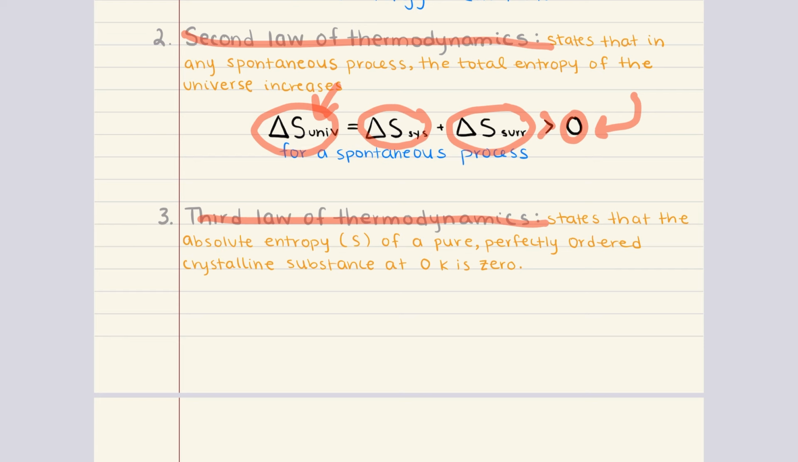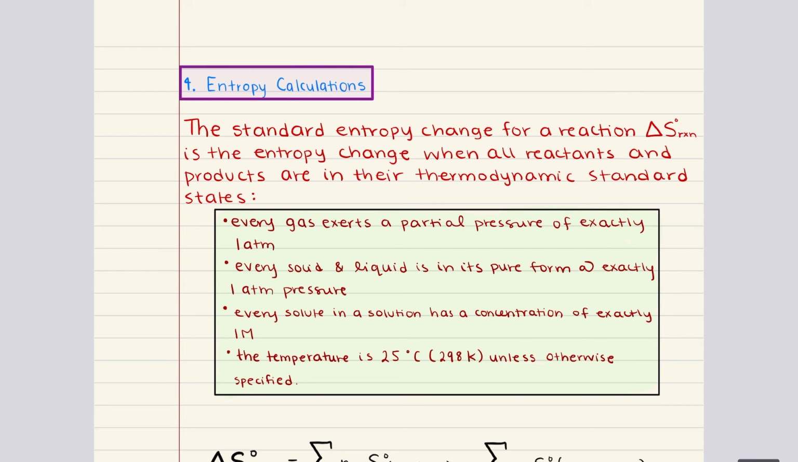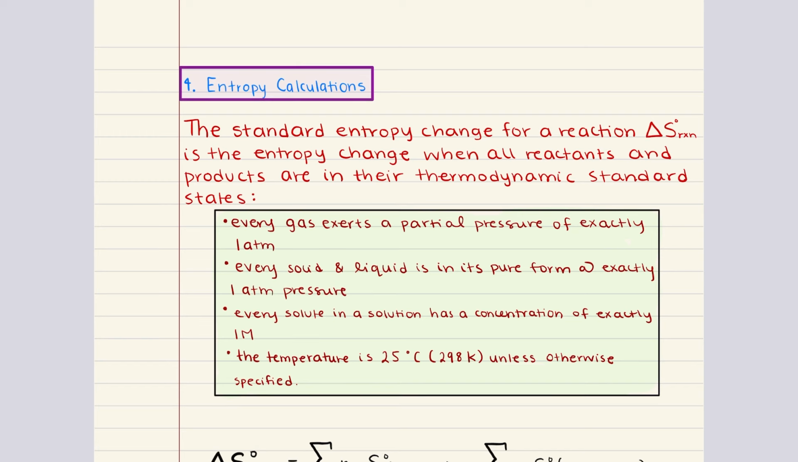Together, these three laws form the foundation of thermodynamics, and they shape our understanding of energy, entropy, and the conditions for spontaneity. From here, we can move into the fourth objective. With our understanding of entropy established, let's move on to entropy calculations. In thermodynamics, calculating the entropy change for a reaction allows us to quantify how the disorder or energy dispersal in a system changes as a reaction proceeds.